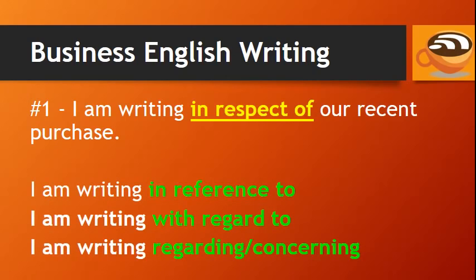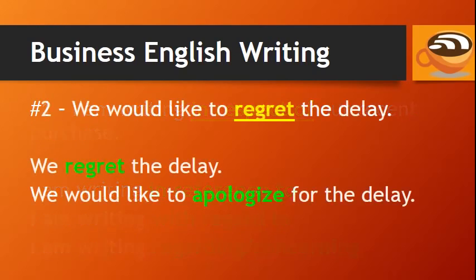Instead, you should write, I am writing in reference to, I am writing with regard to, or I am writing regarding or concerning our recent purchase. All of these options are correct, but you can't use in respect of. Number 2. We would like to regret the delay. Regret means you feel bad for doing something wrong. So you need to say, we regret the delay, or we would like to apologize for the delay.